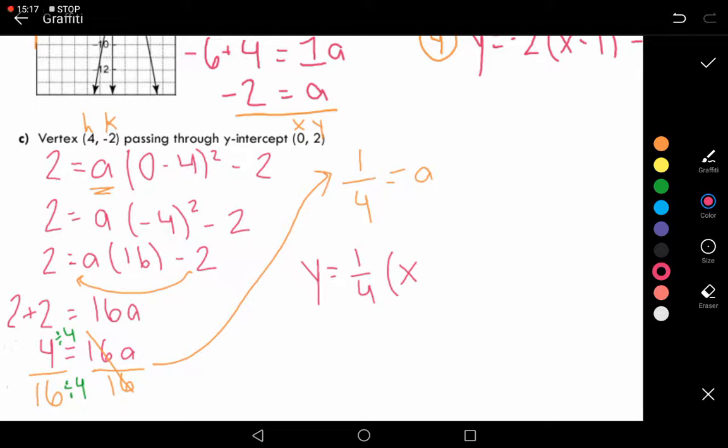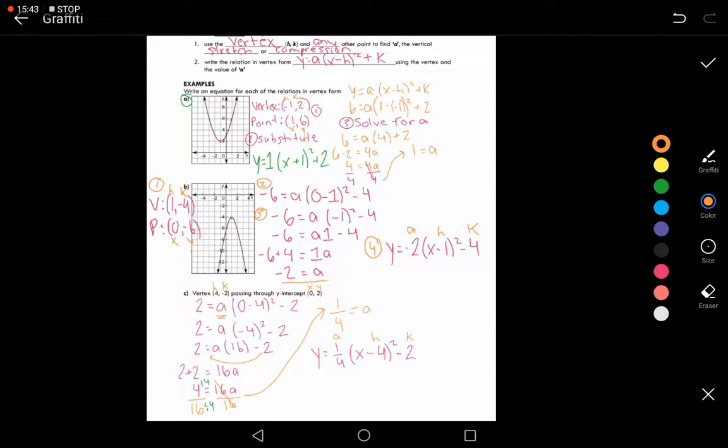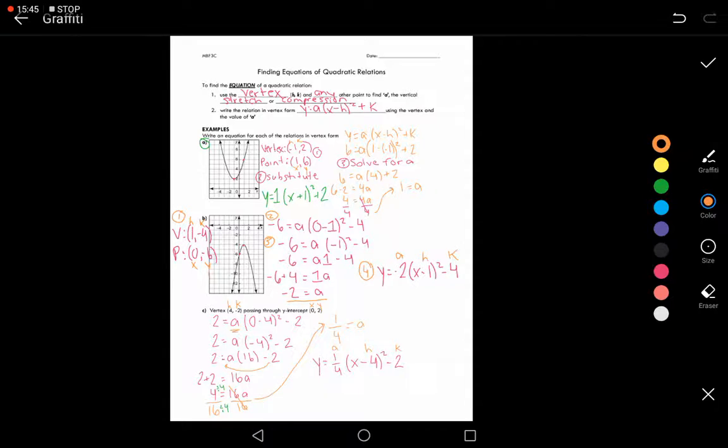x, our h value is 4, so it's going to appear as minus 4. It's always squared, and our k value is negative 2. So again, we have our a, our h, and our k. And we have completely finished. We've figured out what the equation would be if we had a vertex at (4, -2) and we passed through the point (0, 2). Okay, so this is how you find equations of these quadratic relations.